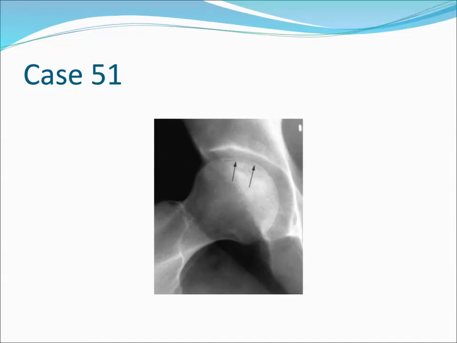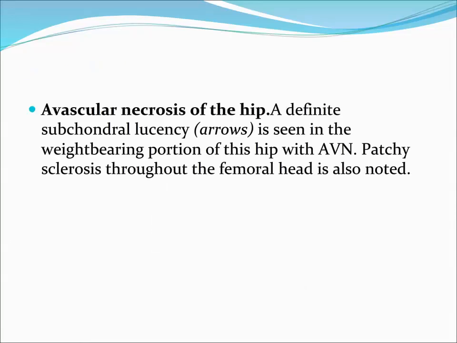Avascular necrosis of the hip. A definite subchondral lucency, arrows, is seen in the weight-bearing portion of this hip with AVN. Patchy sclerosis throughout the femoral head is also noted.